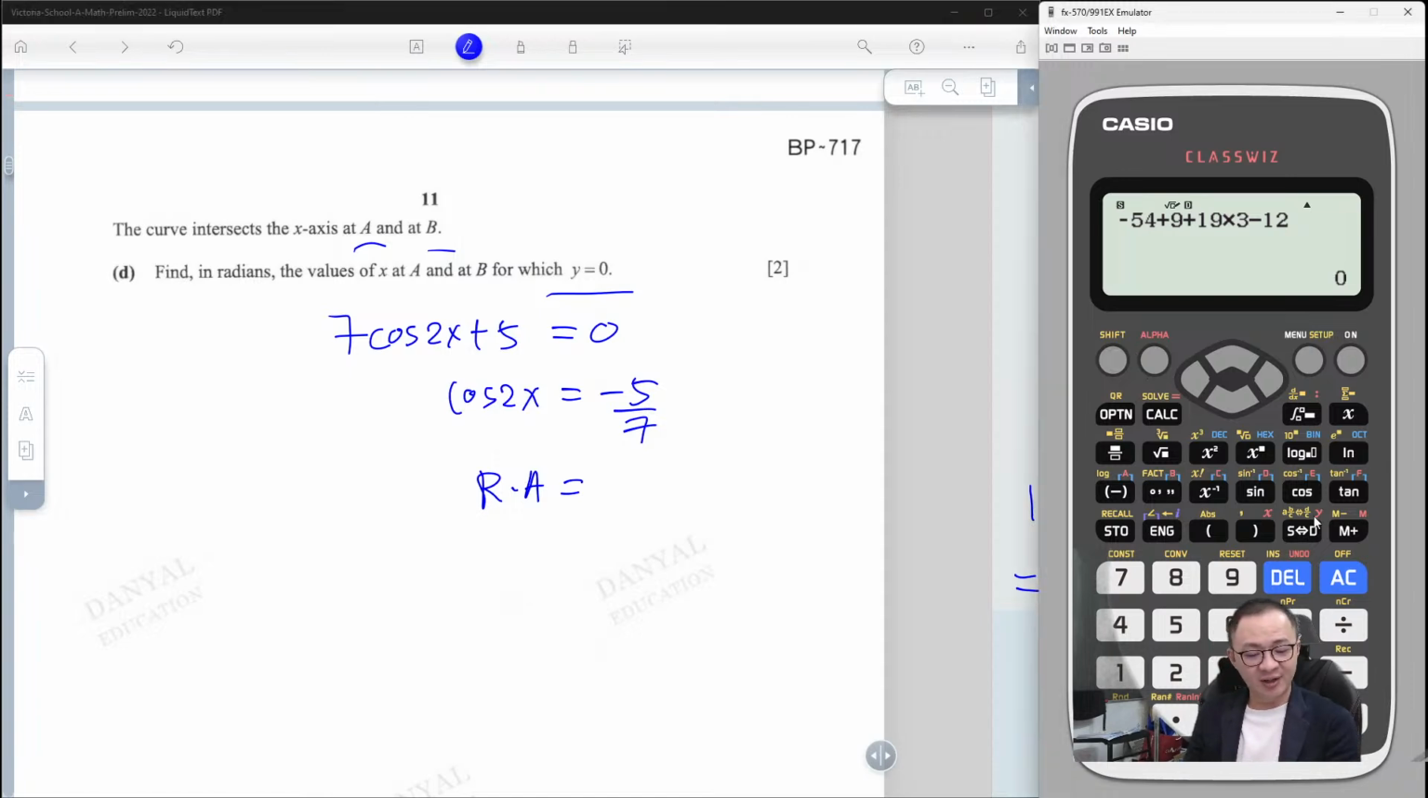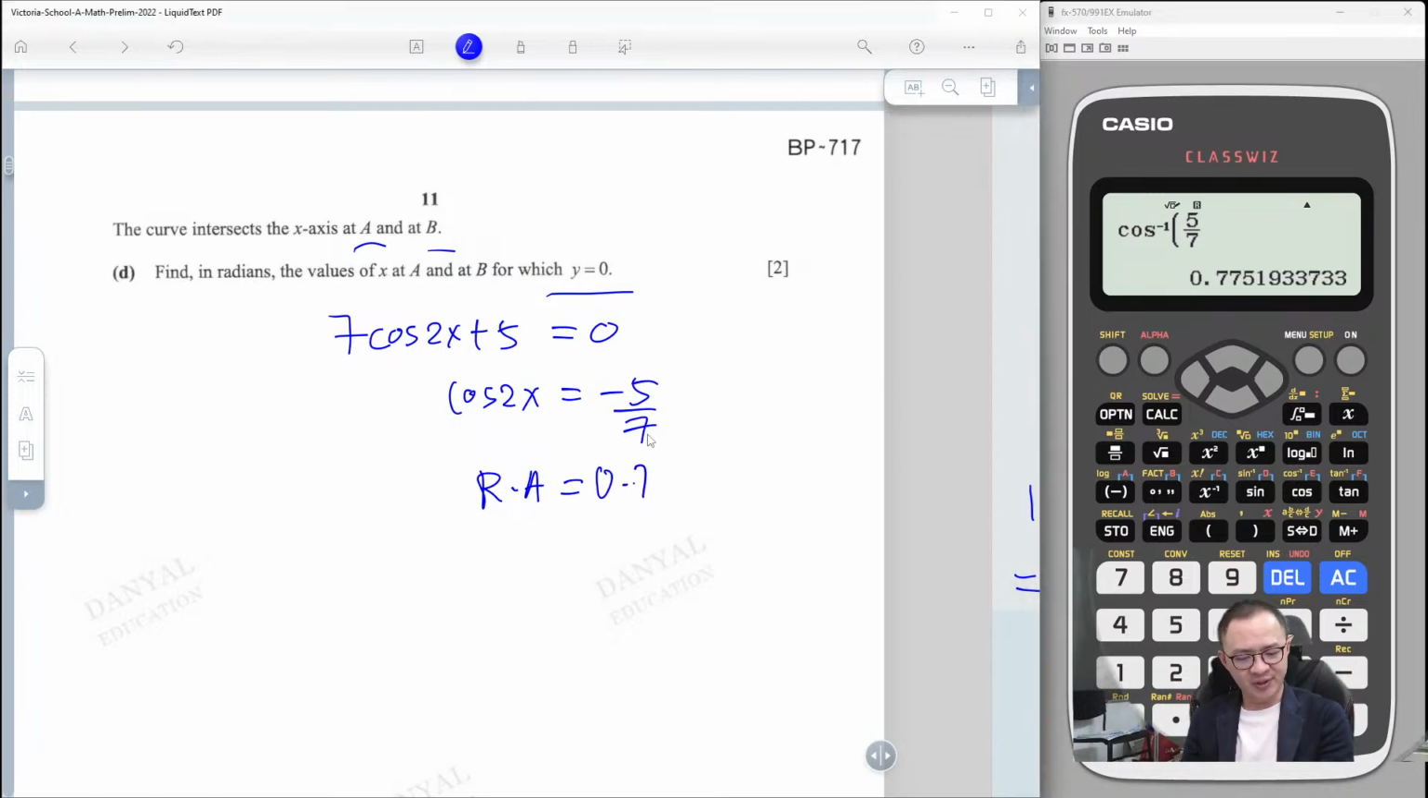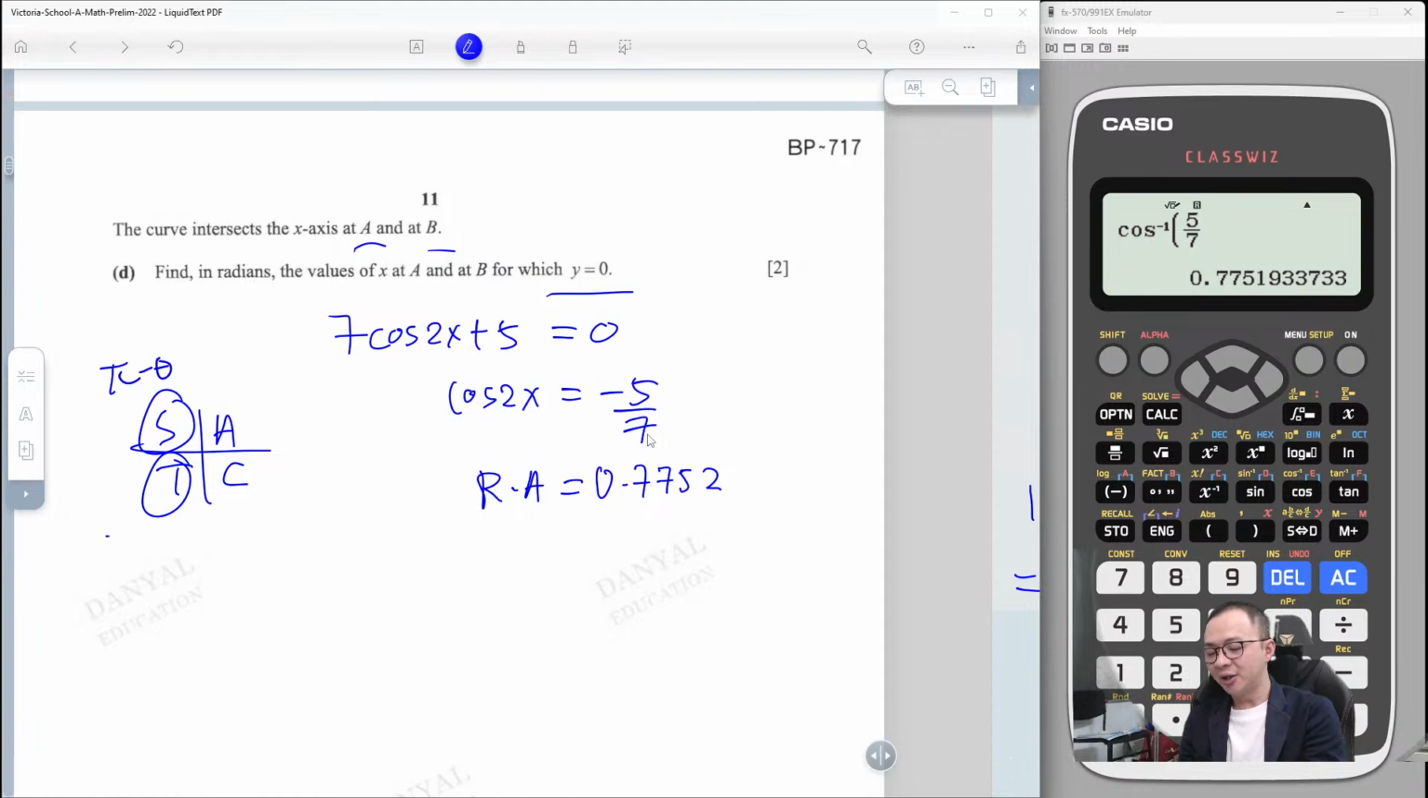So for the reference angle, how to type is change the calculator to radian first, because we are doing radian. Reference angle is very easy. Do not type the negative, just type the positive will do. So which is 0.7752. Now, add sugar to coffee. Tell me cos gets negative at the second and third quadrants. Second is pi minus theta. Third one is pi plus theta. Theta will be my reference angle here.